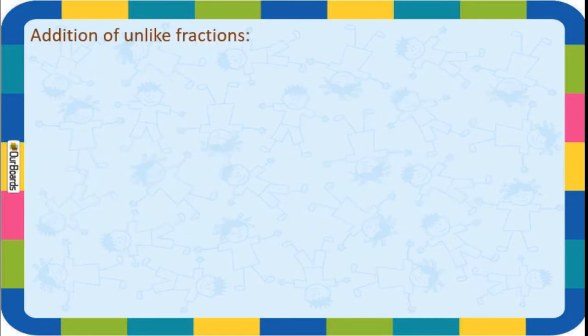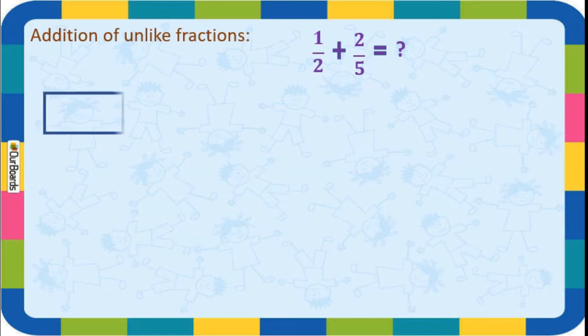Okay, now addition of unlike fractions. Unlike fractions means you know that the denominators are different. The first denominator is 2 and the second denominator is 5. Yes, dear students, you know that first we have to convert this into equivalent fractions and then we have to add this. Listen. Now first we will draw a rectangle.